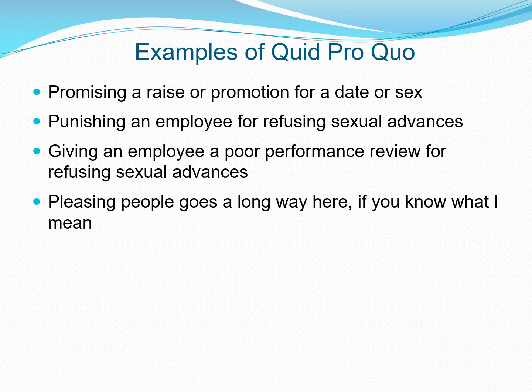So examples of quid pro quo: promising a raise or promotion for a date or sex could be an example. Punishing an employee for refusing those sexual advances. Giving an employee a poor performance review for refusing sexual advances. And saying things like, pleasing people goes a long way here, if you know what I mean. So all of those could be examples. This for that, right? You get something in exchange for sexual advances or for a date or whatever the case is.